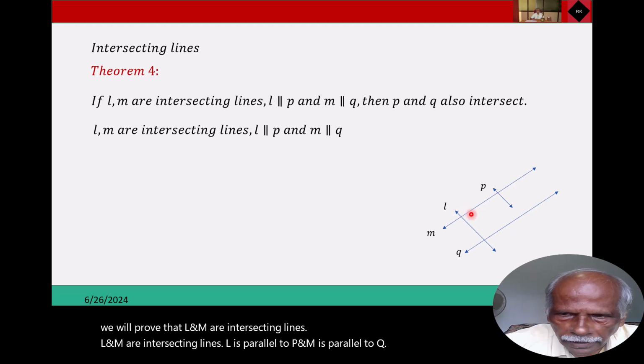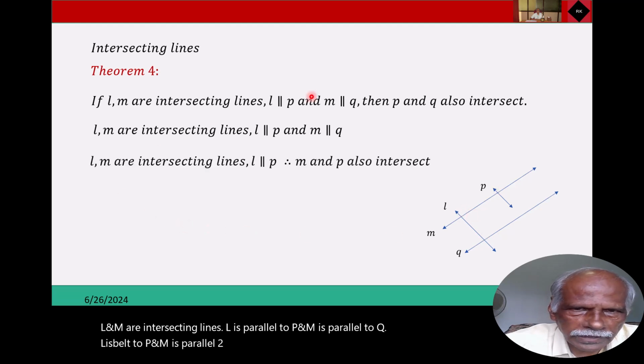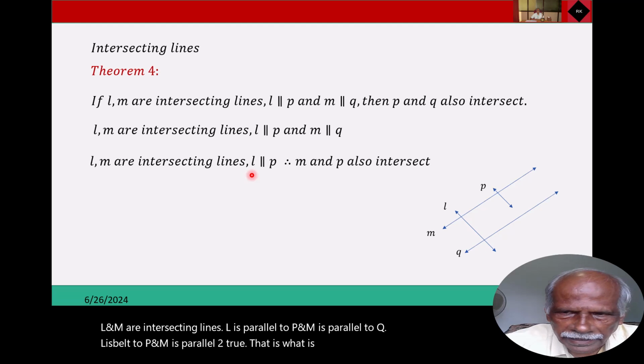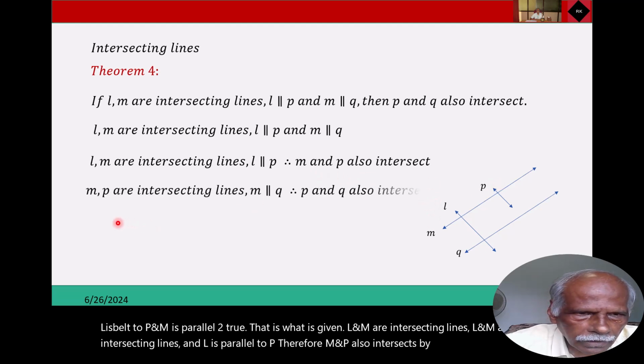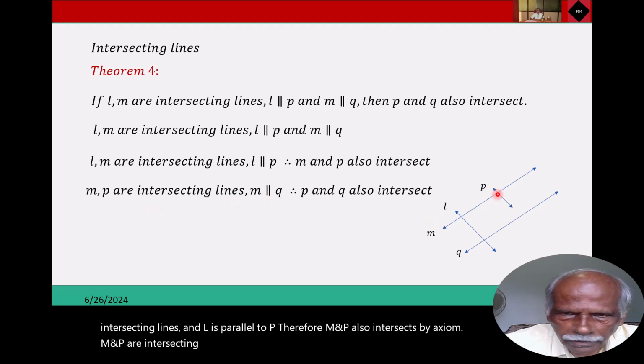L is parallel to P and M is parallel to Q. That is what is given. L and M are intersecting lines. And L is parallel to P. Therefore, M and P also intersect by axiom. M and P are intersecting lines. That is what we have just seen now.